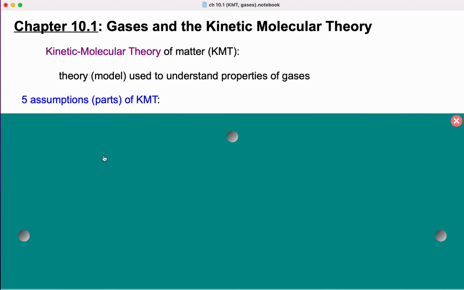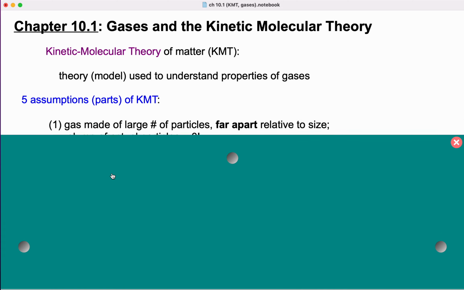There are 5 parts of the kinetic molecular theory, assumptions if you will, and these basically make up a model that we're going to use to explain why gases behave the way they do. So here are the 5 assumptions of the kinetic molecular theory, and yes, I do expect you to know these.